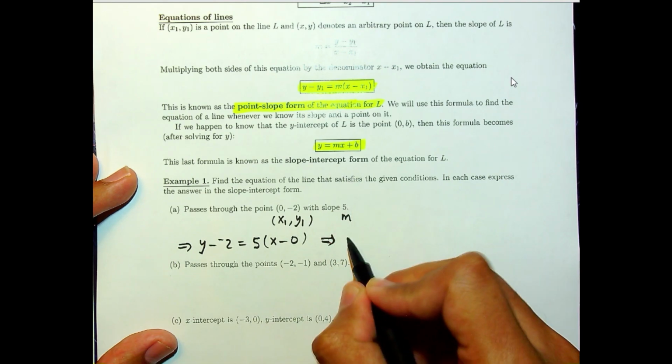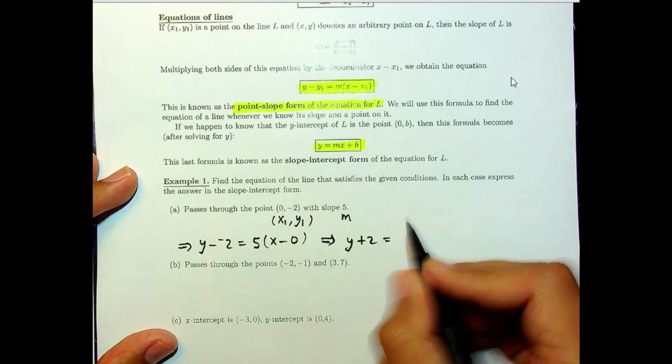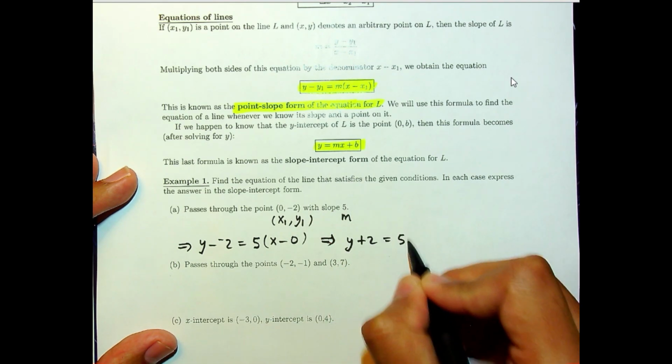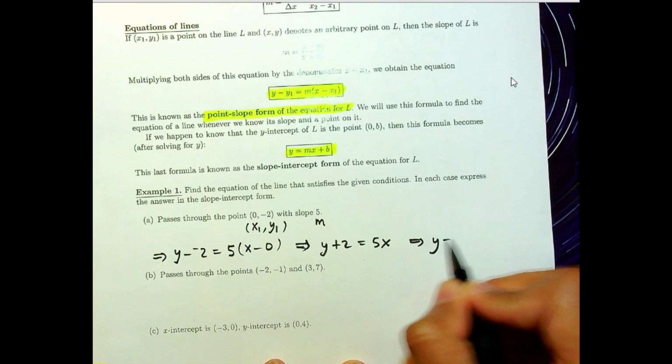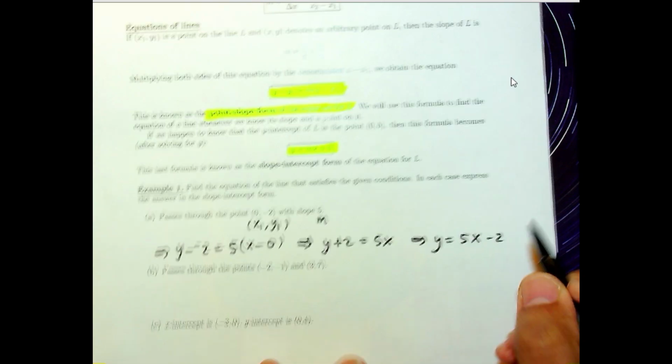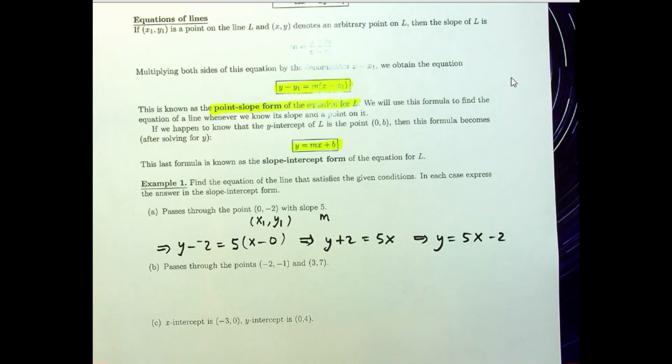So this is going to give you y plus 2 equals, well, x minus 0 is x, so this is 5x. And then moving the 2 to the other side, you're going to get y equals 5x minus 2. Okay, and that's the answer for that one.